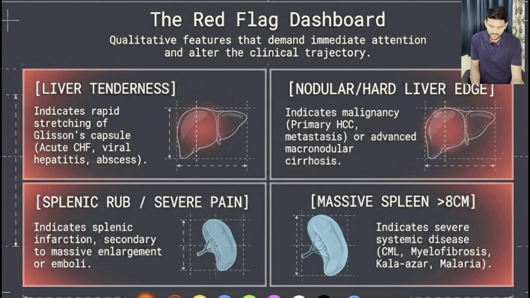But what are the red flag signs we should utilize when we are treating a patient of organomegaly? Mainly, if the liver is tender, it will indicate rapid stretching of the capsule. So think of acute causes like acute congestive heart failure, acute viral hepatitis or liver abscess. If you feel nodular or hard liver, it will always indicate malignancy, either primary HCC or metastasis. If there is splenic rub or severe pain during spleen examination, it will indicate splenic infarction due to some massive embolus. And also, as mentioned, if there is massive splenomegaly, always rule out the listed causes like CML, myelofibrosis, malaria and Kala-Azar.